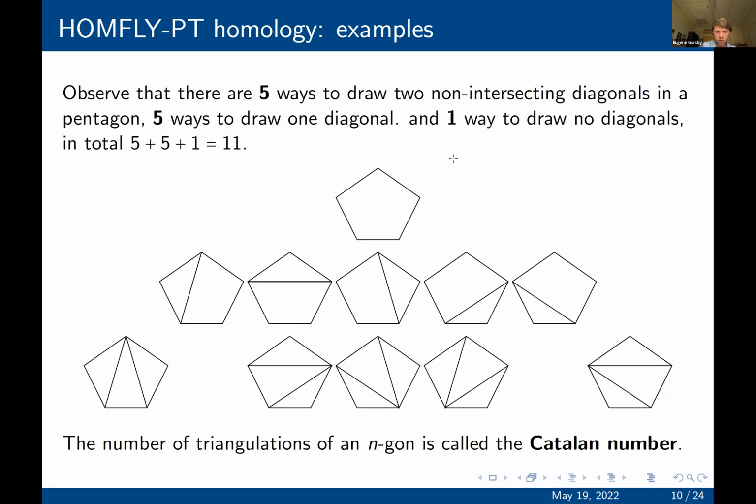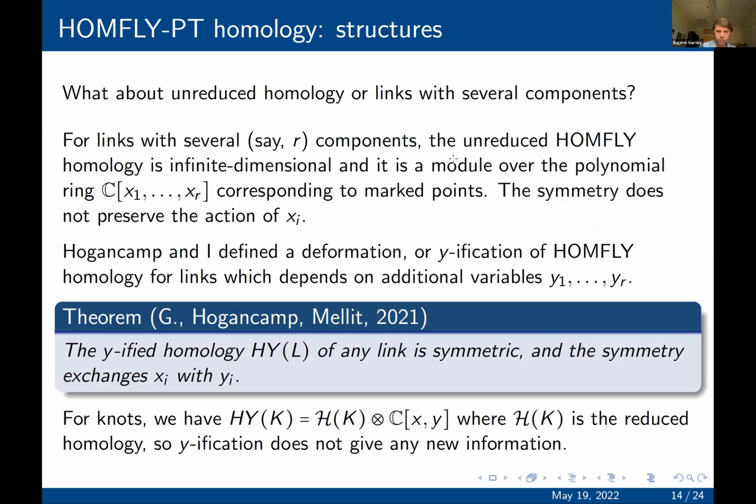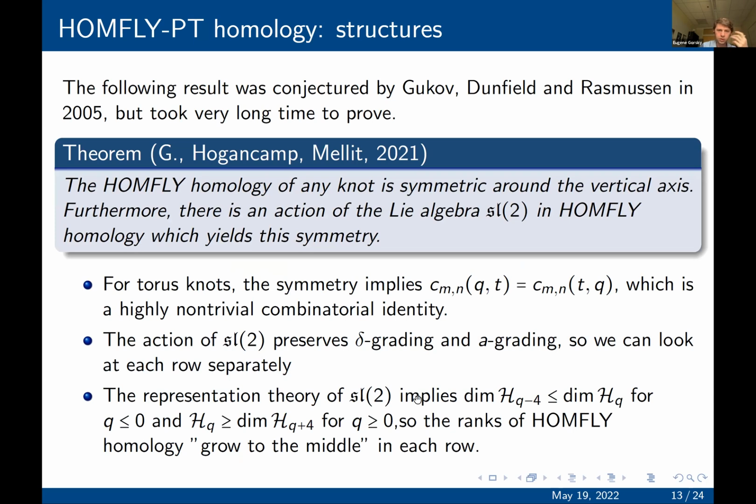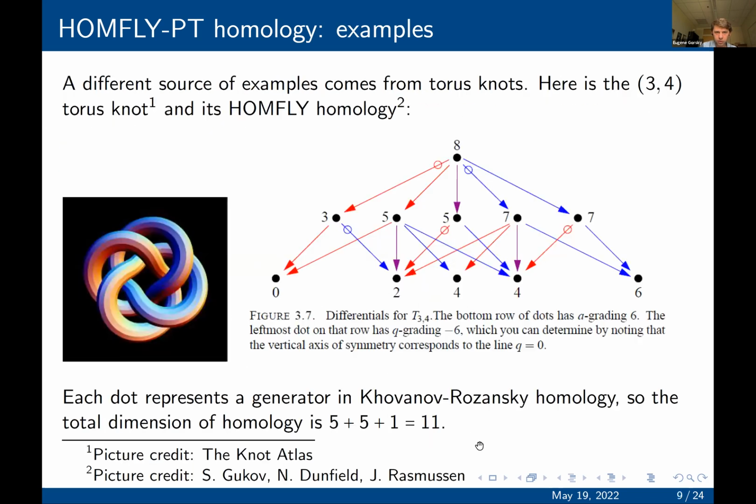And another thing that you might know from representation theory of SL2 is that the dimensions grow to the middle, as I say, and this is true in every single delta grading, in every single A grading. And so the rank of HOMFLY homology grows to the middle, except that they grow kind of in each parity. And so maybe I'll show one example from the slides.